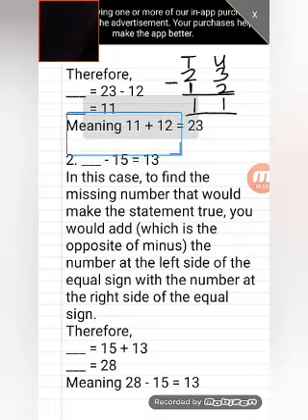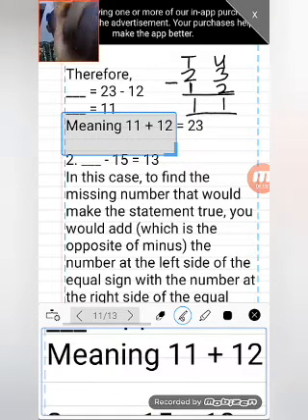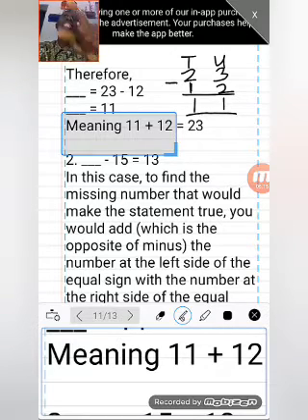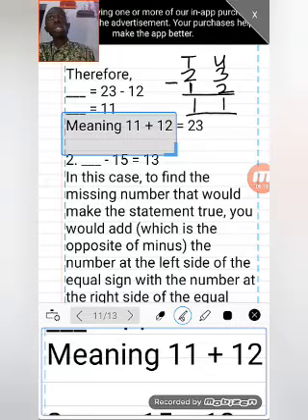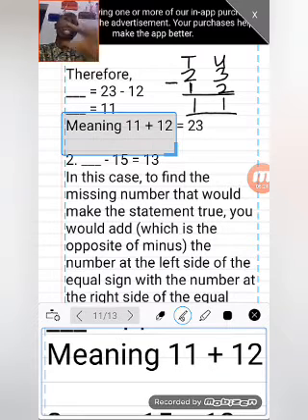So meaning 11, which is the missing number we have just gotten, 11 plus 12 is what will get us 23, and this is true. 11 is what makes this true. 11 is the missing number that is supposed to be in the blank, plus 12 would give you 23. This statement is the truth. And that is how we have just gotten the missing number.